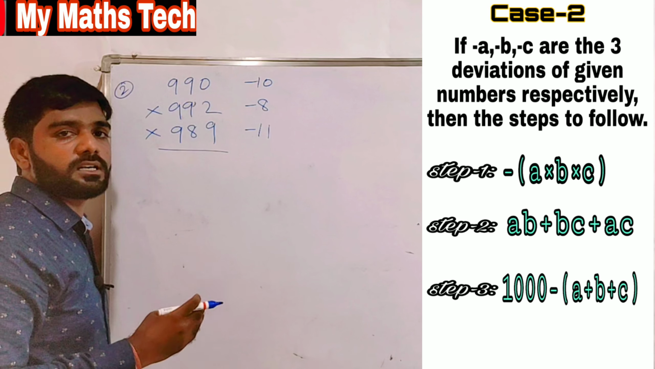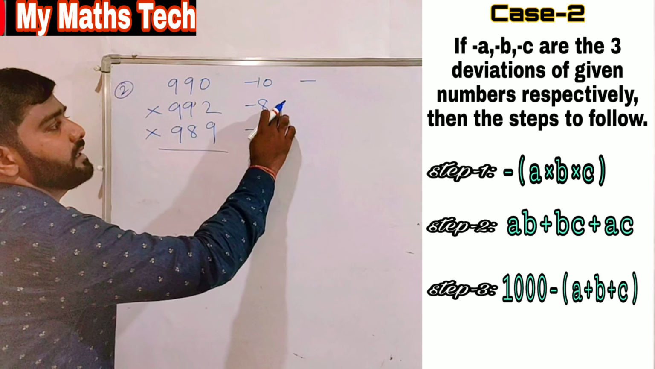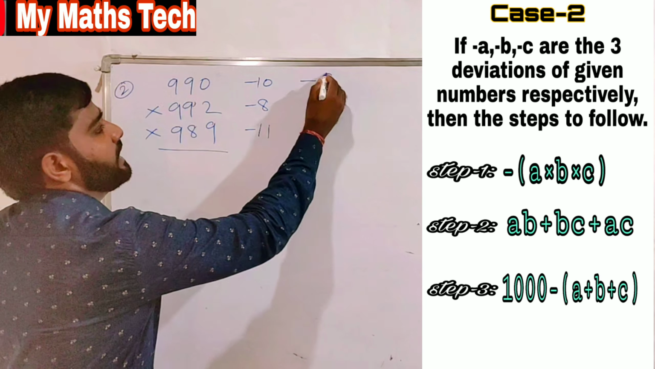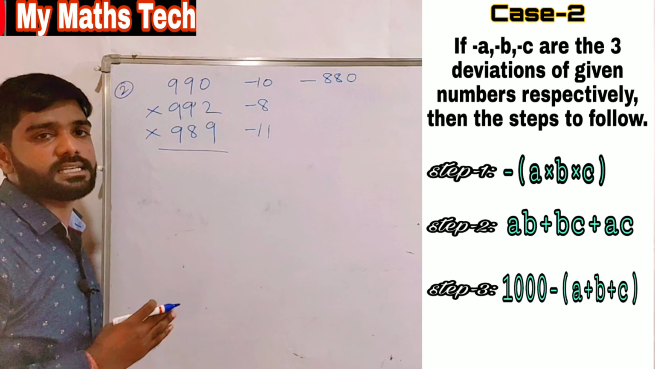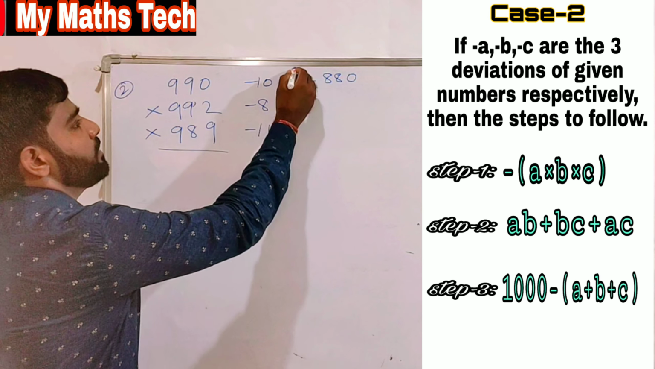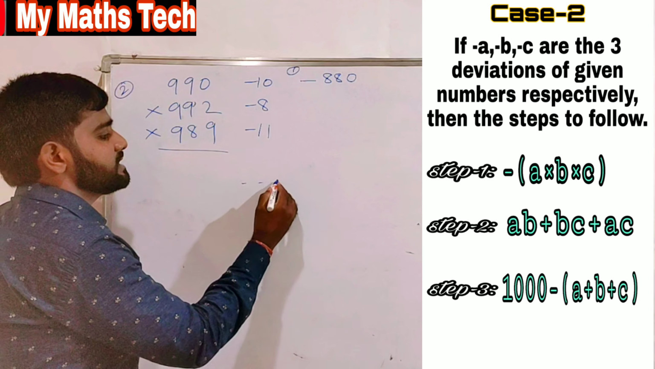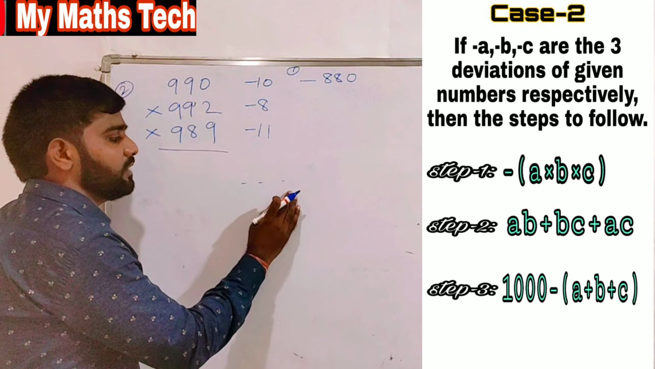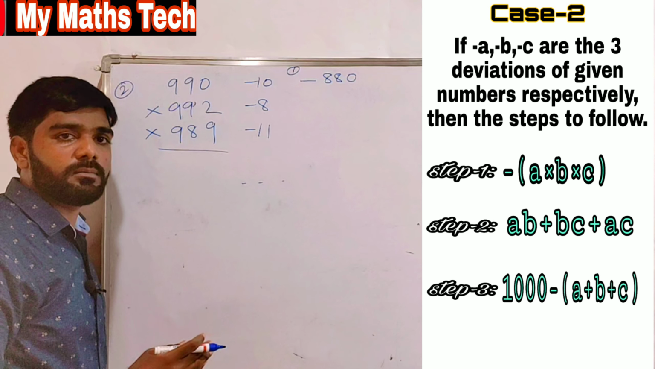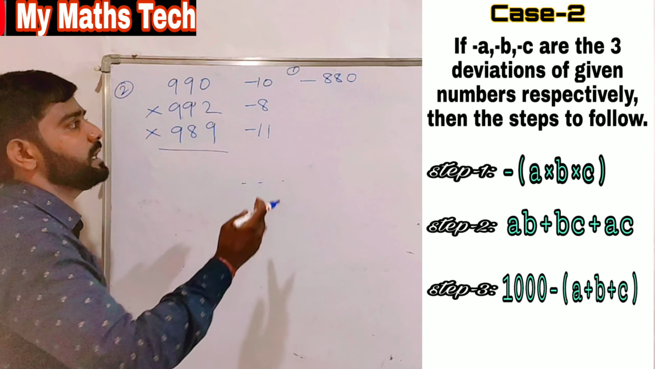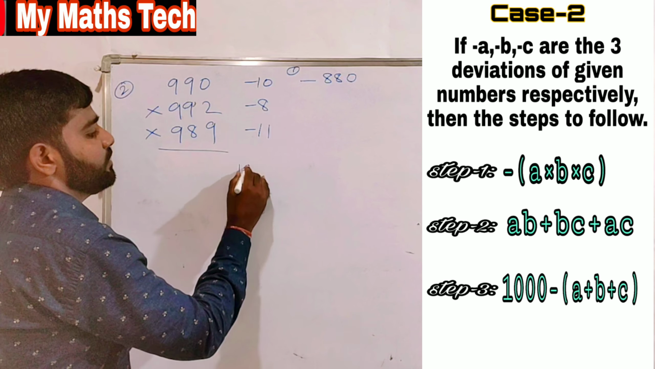Then the first step is the product of three deviations. Minus into minus into minus is minus. 10 times 8 is 80, 80 times 11 is 880. So that is a negative value. We have to subtract it from the result. To subtract that number, we have to take one borrow from the thousands place digit. Already I explained the next digit. In the first step, we are considering only 3 digits. To subtract this value, we have to take a borrow from the fourth digit. If we take one borrow from the fourth digit, that value becomes 1000. Then subtract: 1000 minus 880 is 120.